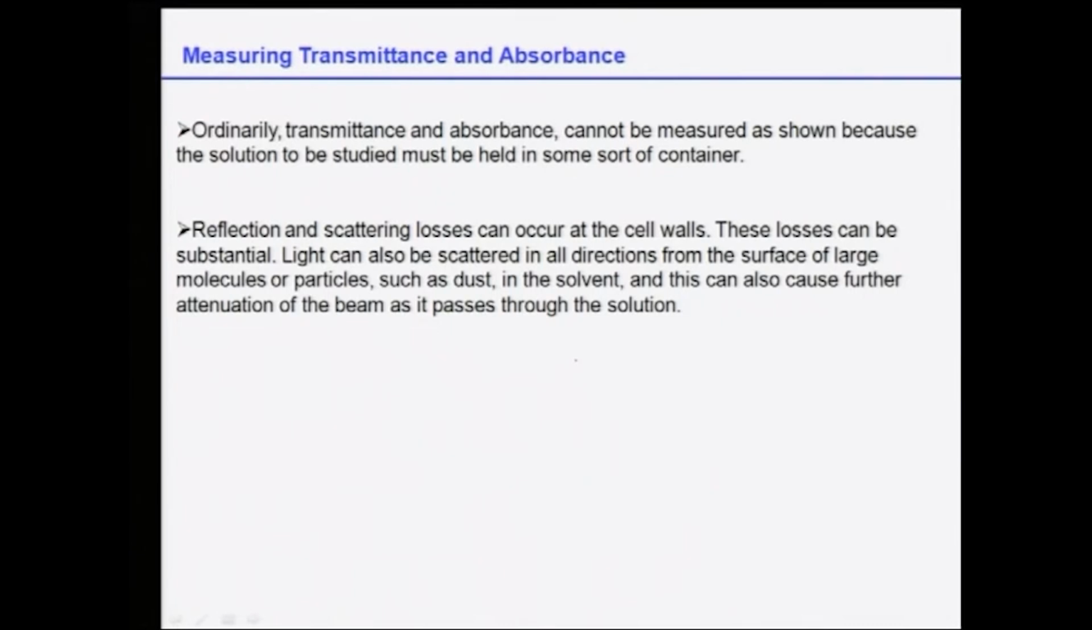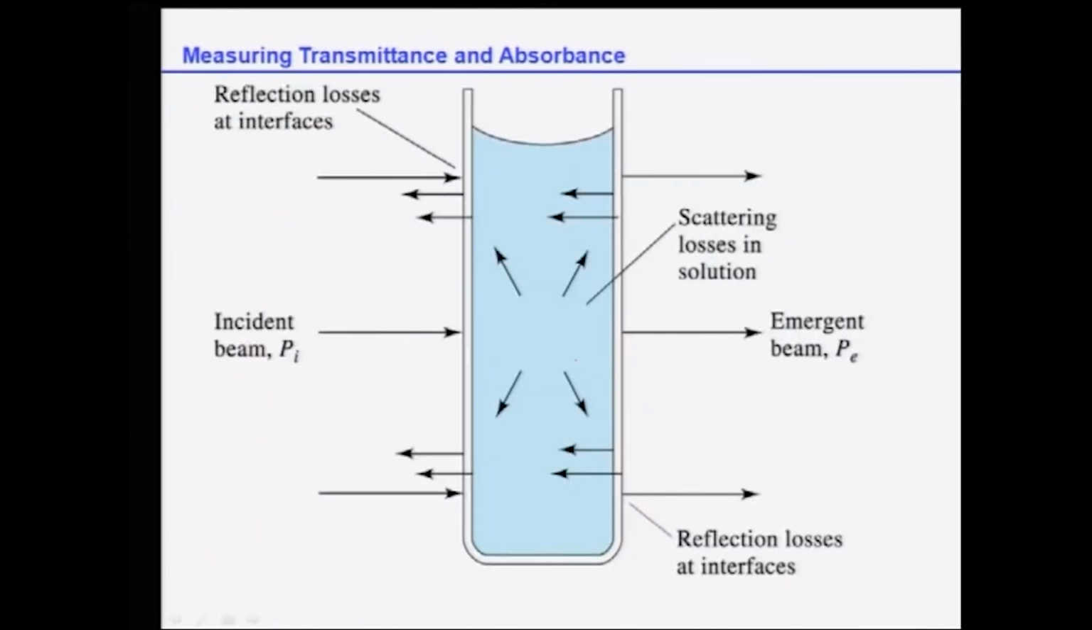Light, for example, can be scattered in all directions from the surface of large molecules, even particles such as dust or even solvent, and this can cause further attenuation of the beam, with energy loss or energy absorbed as it passes through the solution. So one needs to take care of those. How to take care of those? Let me first show you the different processes. Suppose you have an incident beam Pi, then you can have reflection losses and scattering losses, reflection losses at the interface, or you have a foreign particle or a big molecule inside, and these processes can take place again.